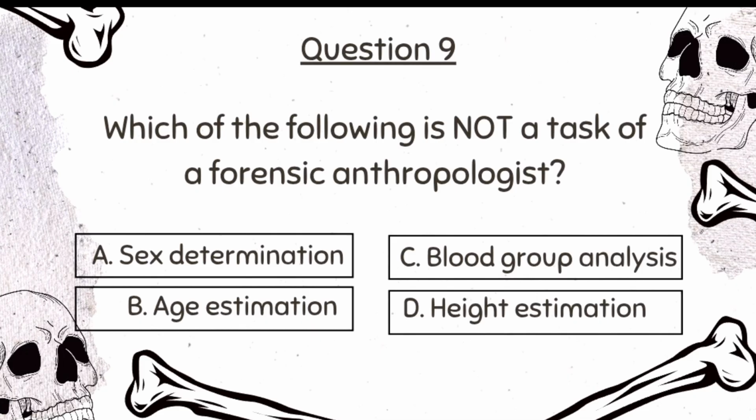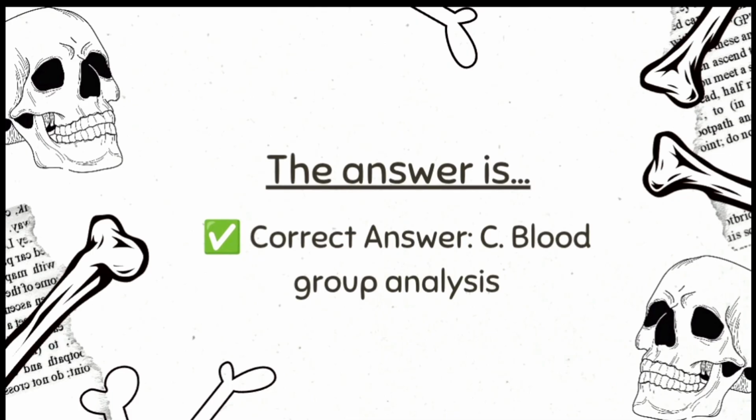And for the question 9, which of the following is not a task of a forensic anthropologist? Option A, sex determination, option B, age estimation, option C, blood group analysis, option D, height estimation. And the correct answer is option C, blood group analysis.